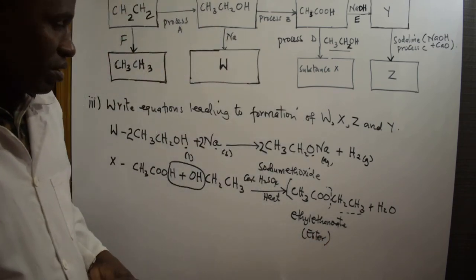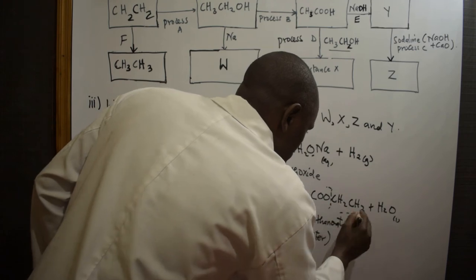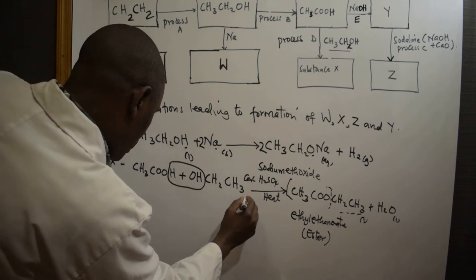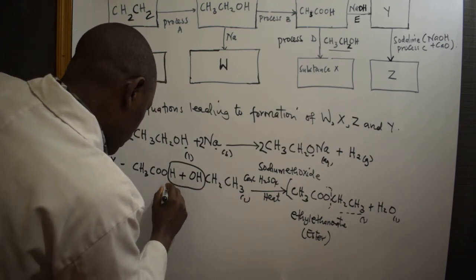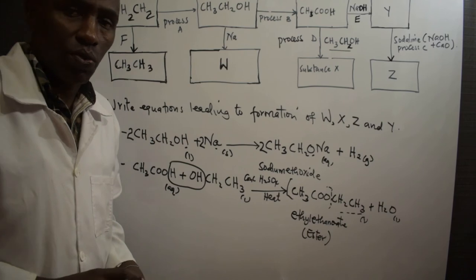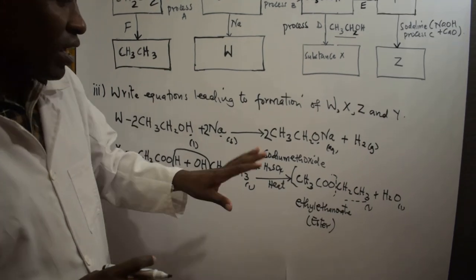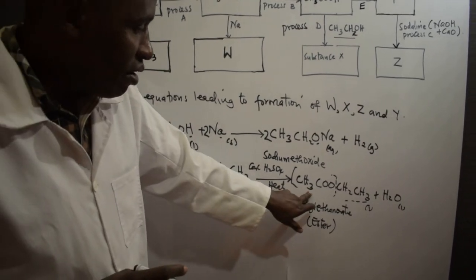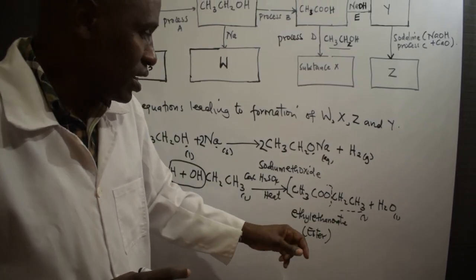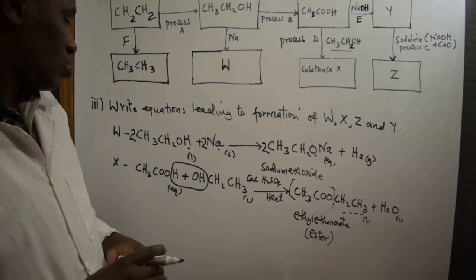Now this one, as I've just mentioned, is going to have a pleasing smell. It is a liquid, while ethanoic acid is aqueous. That's what we are talking about. So basically this is what we call the ester. If you're writing an ester, simply take the acid, remove the hydrogen part, and then have the other part from the alkanol. That's what we are talking about.